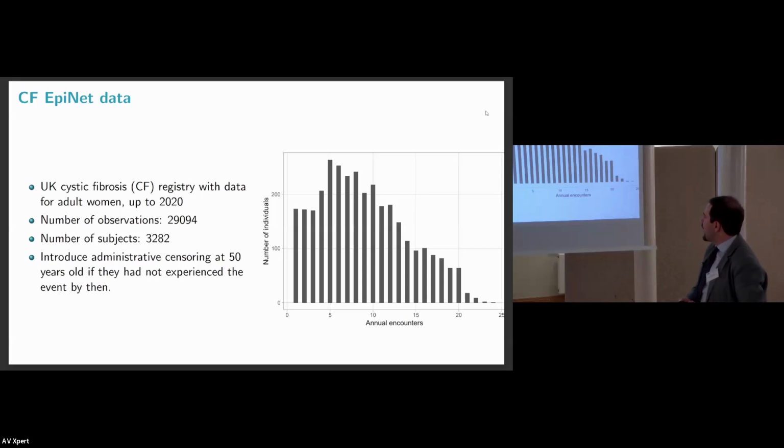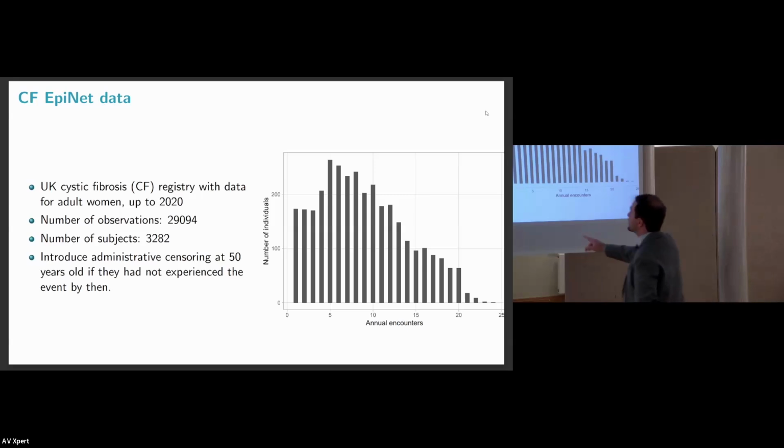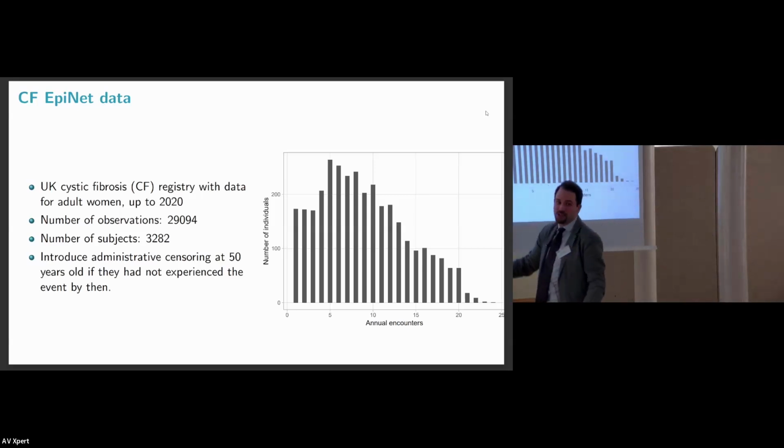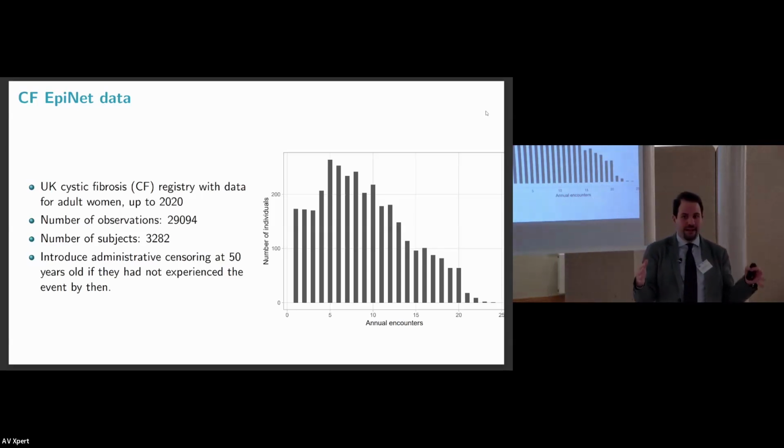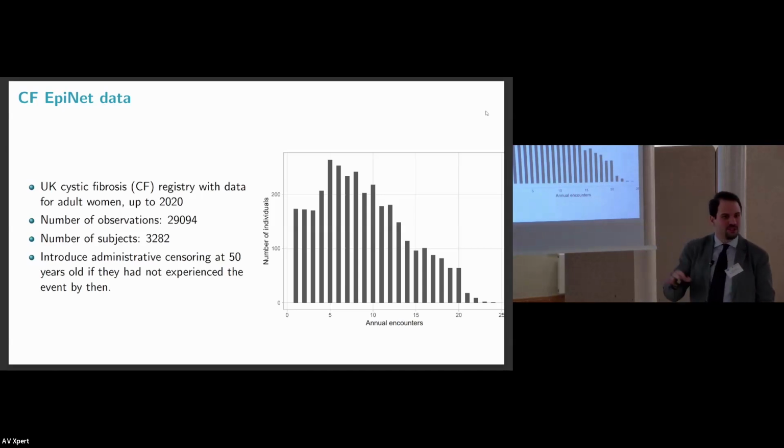In this case, I focused on a specific subset of it. I'll focus on all the adult women, so 18 onwards. And I've introduced administrative censoring at 50 years old, because most of the people have observations for that period, and I think 50 is also somewhat close to the life expectancy for these patients. These observations were taken up to 2020.